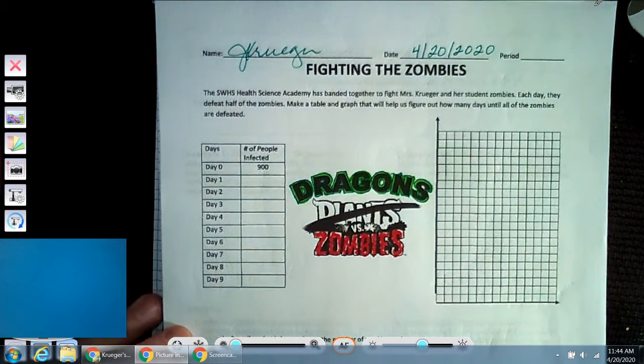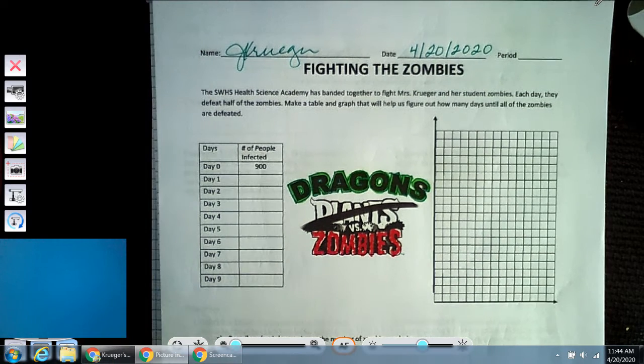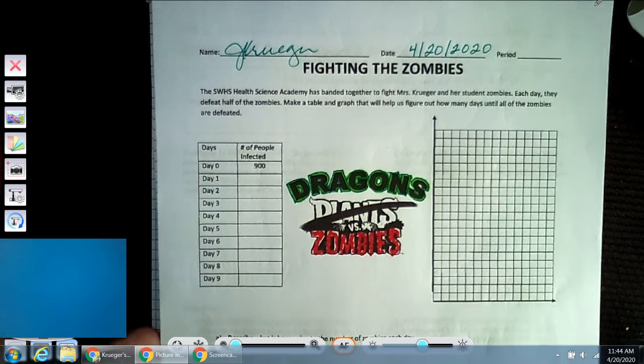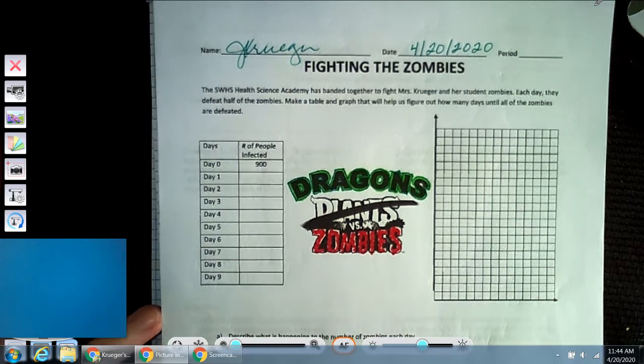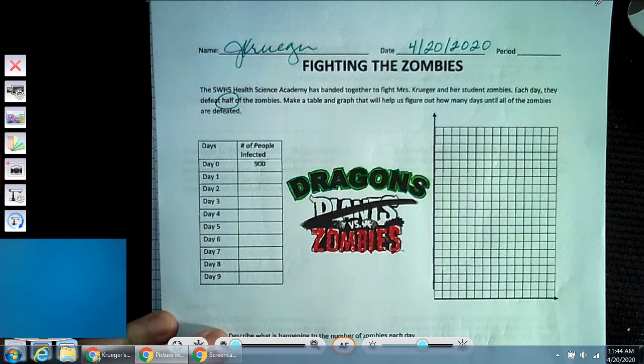Okay, so here's part 2 of our exponential zombies activity. Now we're going to talk about fighting the zombies. The Southwest High School Health Science Academy has banded together to fight Mrs. Kruger and her zombies. Each day they defeat half the zombies. Make a table and graph that will help us figure out how many days until all of the zombies are defeated.